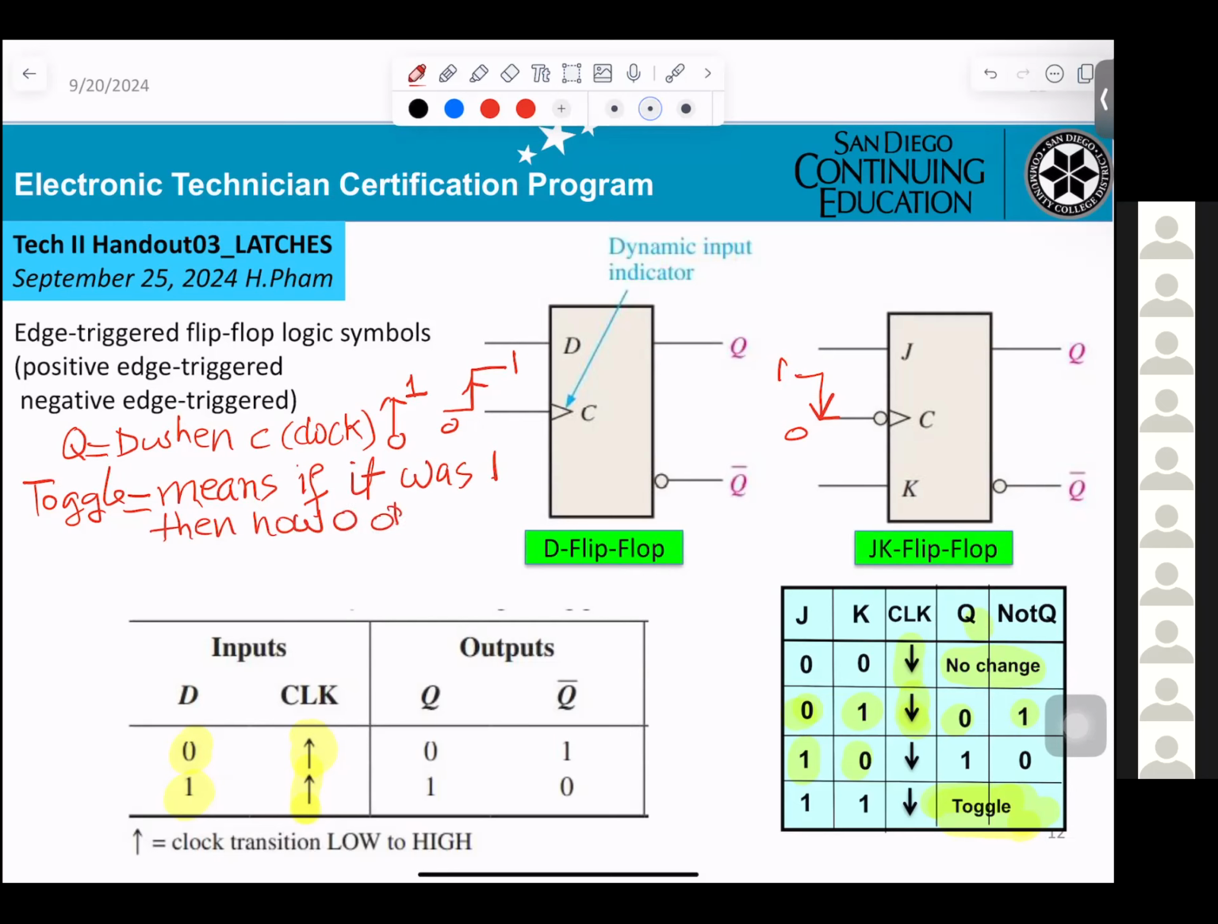If it was 1, then now 0. Or if it was 0, then now 1. That means toggle.